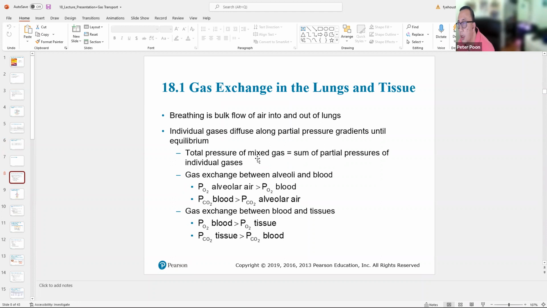So breathing is the bulk flow of air into and out of the lungs. There has to be gas exchange in a couple of different places, and gases always follow the law of mass action, so higher concentration to lower concentration. The PO2 of alveolar air is greater than the partial pressure of O2 in the blood, so oxygen will enter into the blood.